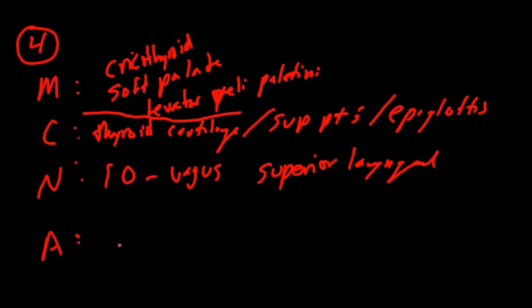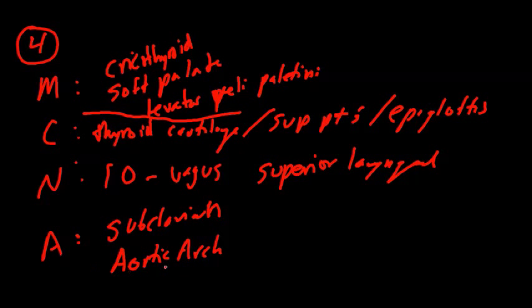Then you've got the artery. It's going to be your subclavian. Subclavian artery, and then your aortic arch. Okay, so we've got the subclavian, the aortic arch. The 5th, just kidding. We don't have adult derivatives. Nice. Moving on. So now let's talk about our last and final pharyngeal arch.